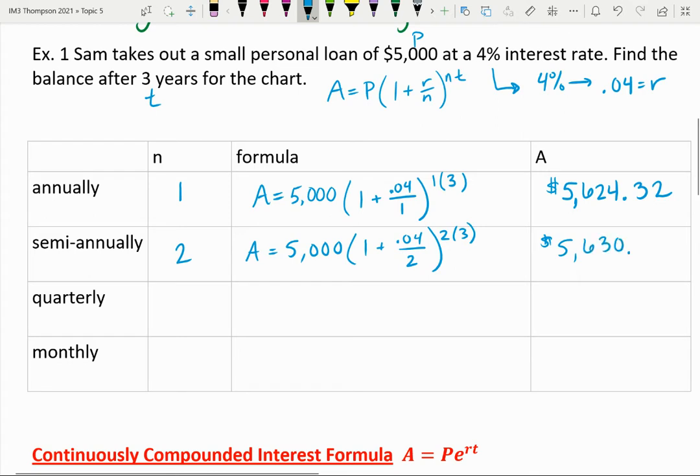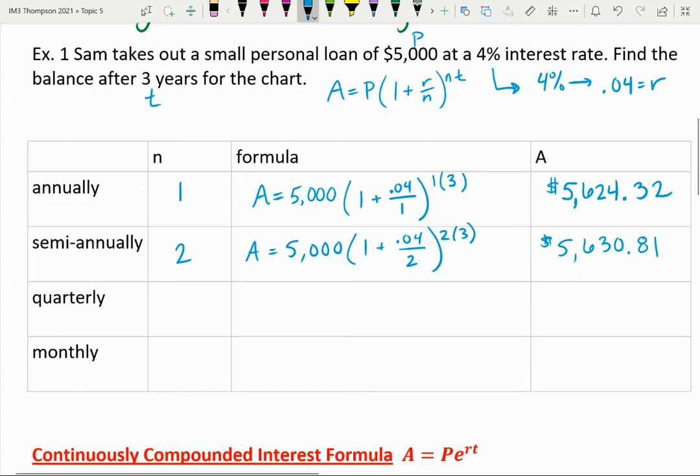I'm going to round to 2 decimal places again. So I have 81, and then I look at the 2. The 2 is not 5 or larger, so I just cut it off. And I get this number, slightly more, which makes sense. If my interest compounds more times, I'm going to have more money there.